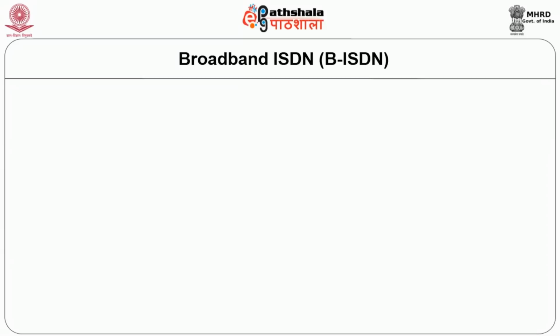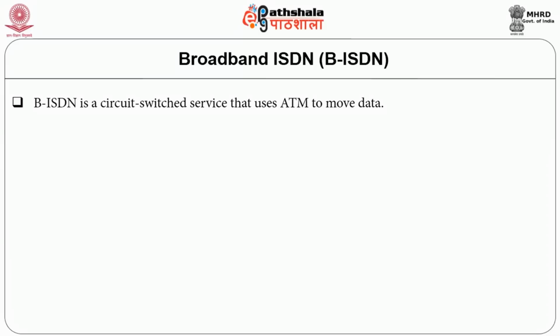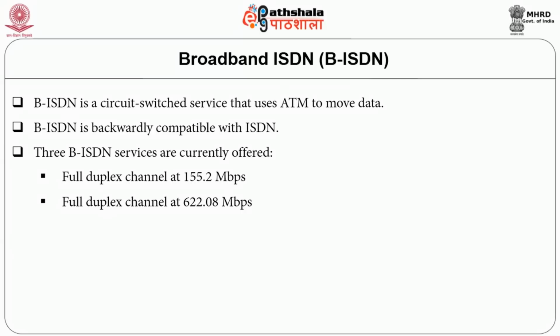Now, looking in a little more detail at B-ISDN, Broadband ISDN. It's a circuit switched service that uses ATM to move data. That's why ATM is also included in this. If you want more bandwidth, then we have to use a technology called ATM on this ISDN. B-ISDN is backward compatible with narrowband ISDN. There are three B-ISDN services which are currently offered. One is a full duplex channel, where both directions have the same speed. Then a full duplex channel at 622 Mbps. So we can have 155 Mbps plus 622 Mbps in this Broadband ISDN.